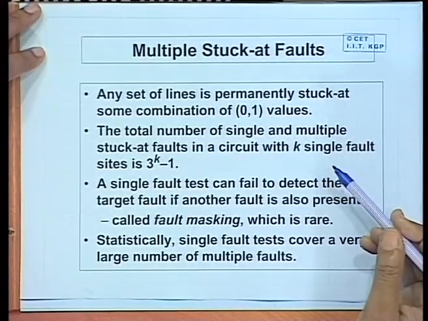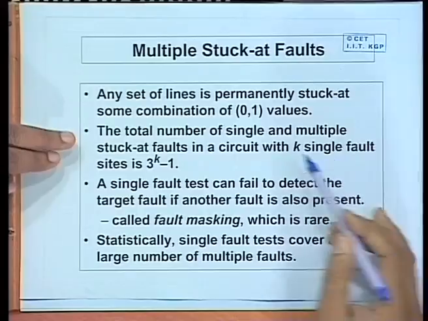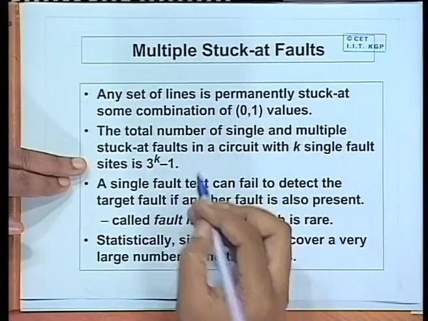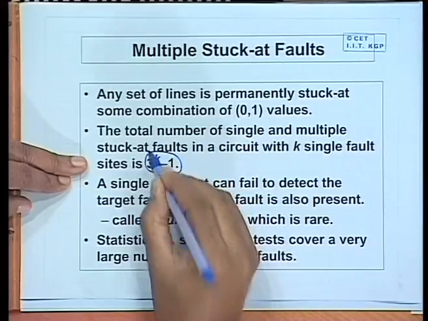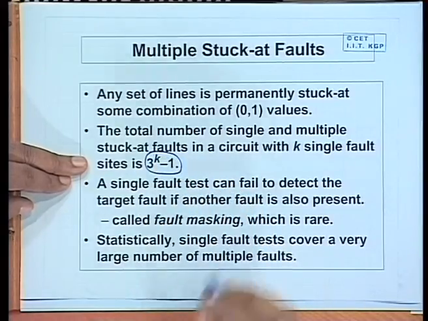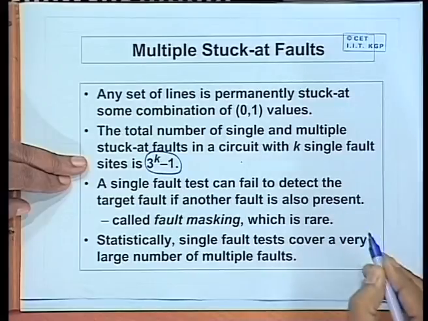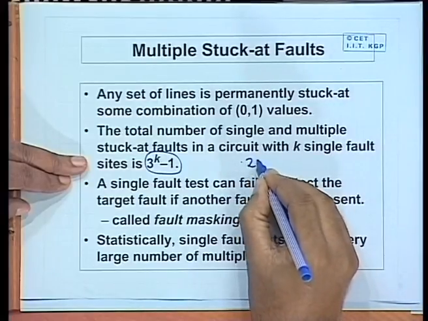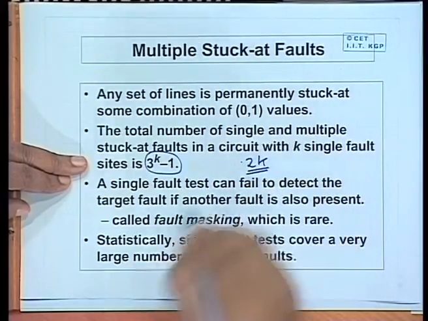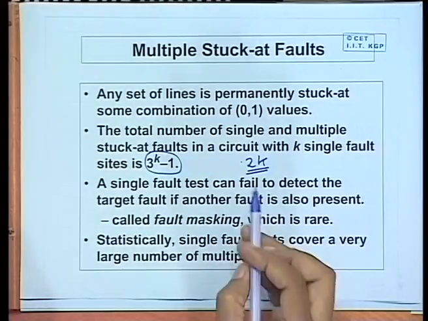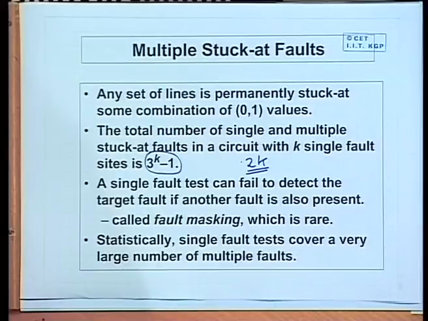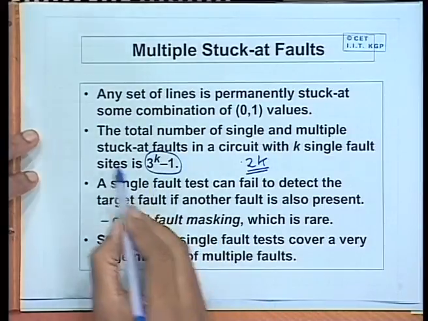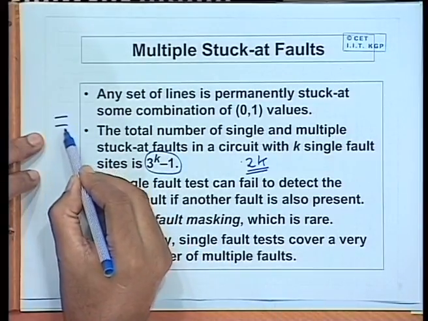Now, the point to note here is that the number of possible multiple stuck at faults is much higher as compared to single stuck at faults, which, if you just compare, is only 2k. The number of single stuck at faults is only 2k. In contrast, multiple stuck at faults number 3 to the power k minus 1. How is this number coming? You see, in a circuit there are k number of lines.